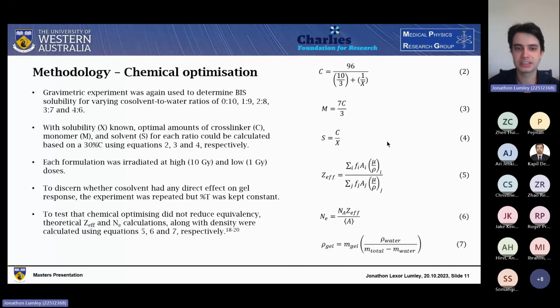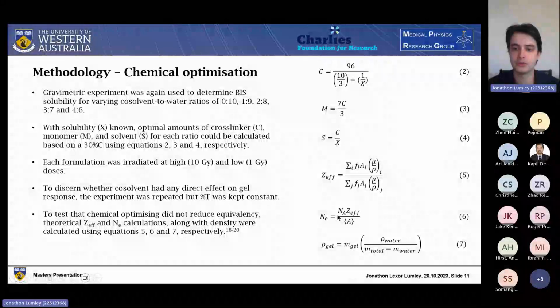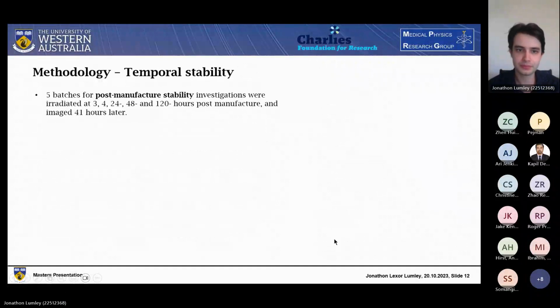And then finally, after I finished chemical optimization, I wanted to determine if optimizing had any effects on tissue equivalency. So I theoretically calculated the Z effective using equation 5 and electron density using equation 6, along with density determined through equation 7.